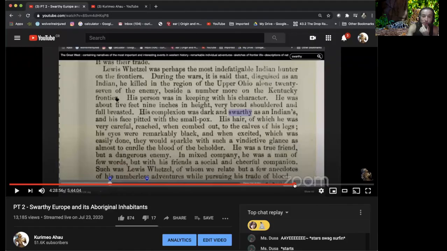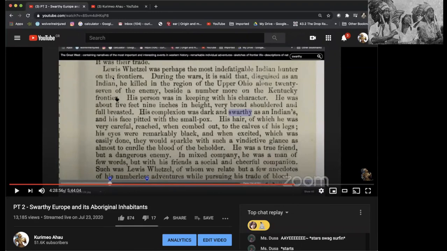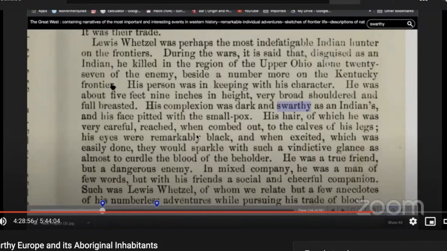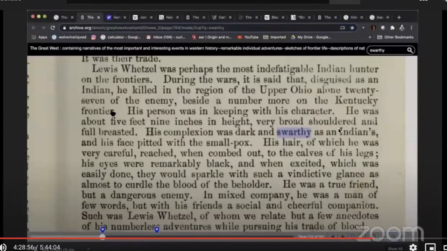And just an example here is describing this guy, Louis Wetzel. It says he was about 5'9" in height, very broad-shouldered, and full-breasted. His complexion was dark and swarthy as an Indian's, and his face pitted with the smallpox. So this European, Louis Wetzel, was dark and swarthy, just like an Indian. You can't be both black and white, right? What does swarthy mean? Dark complexion. And like an Indian, correlating the complexion of the Indians, copper-colored tribes of America.